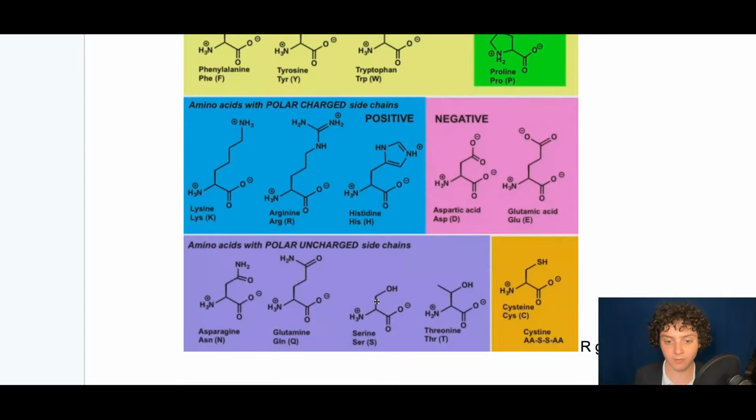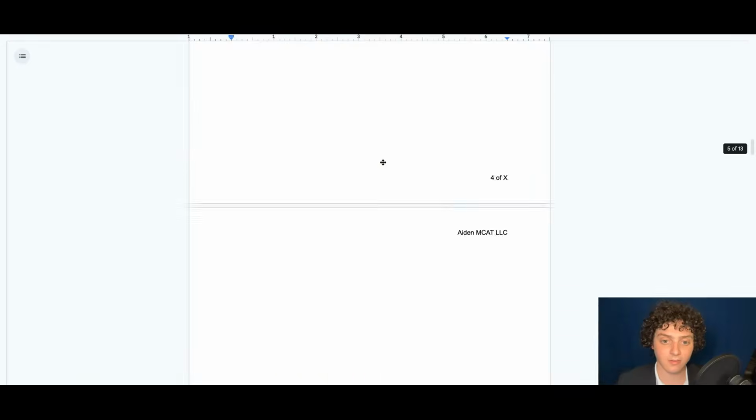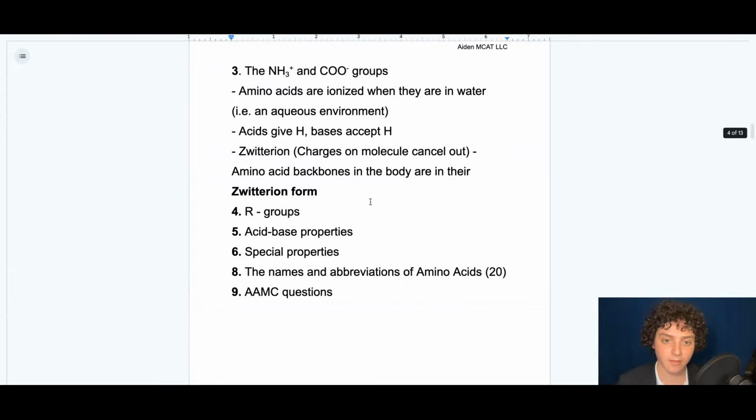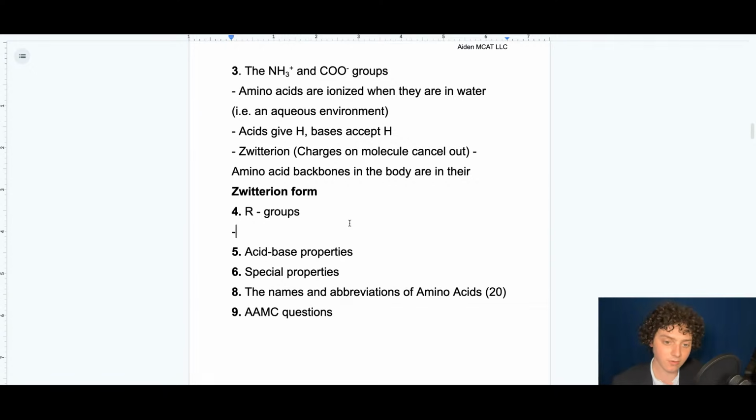So I'm going to use one example, what I mentioned before, the fact that alcohol groups or OHs are like water. And so serine is a hydrophilic or water loving side chain. So I'm going to go back up to topic 4, the R groups, and I'm going to mention that there are 20 different R groups.